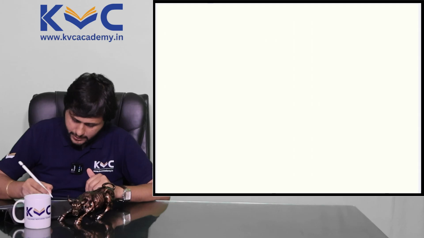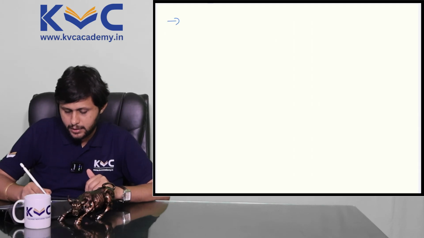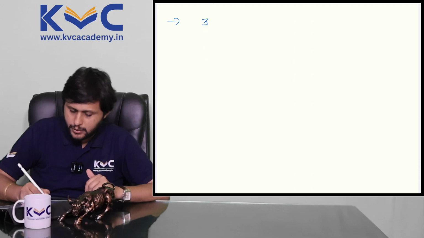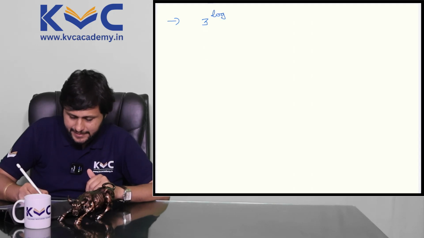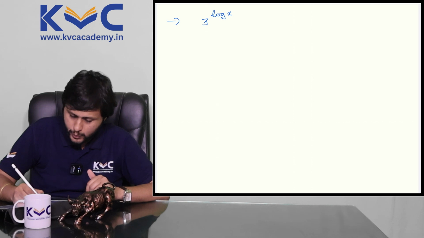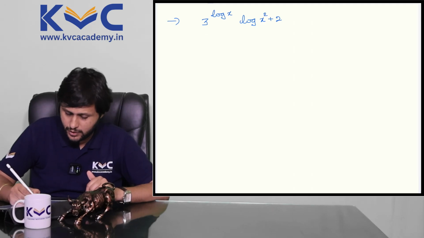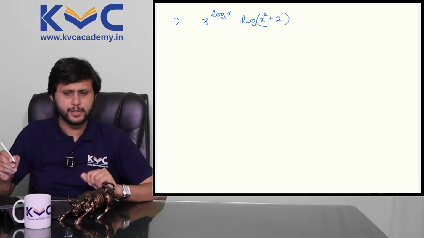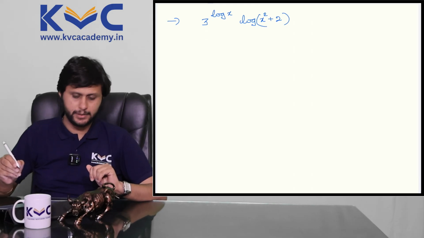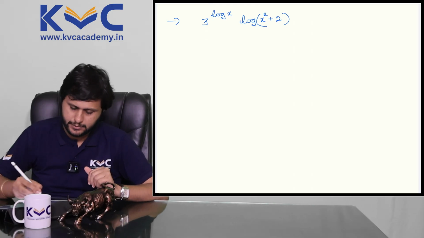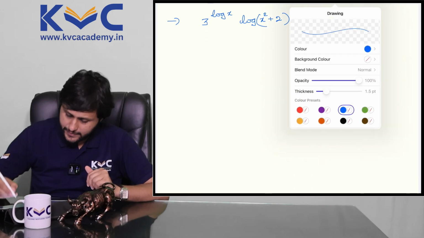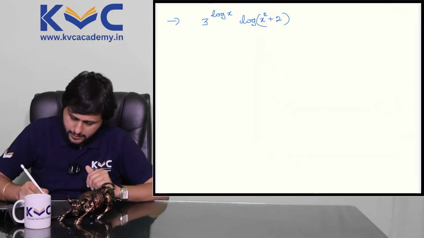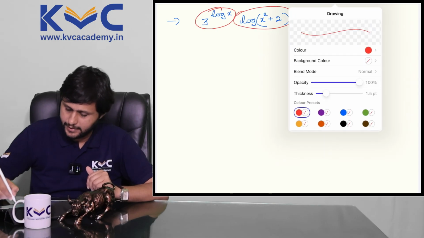We will now take another question, 3 to the power log x, into log x square plus 2. This is the question. So I've tried to include chain rule over here, and it is also a product of functions. So we have two functions. We'll identify them again.